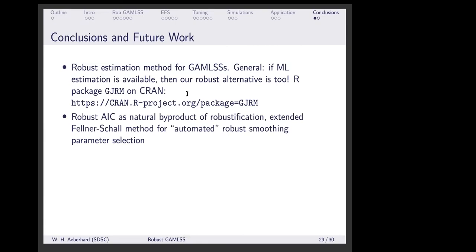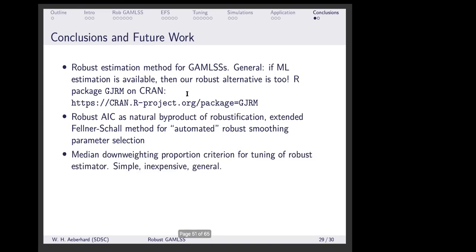This robust AIC as a natural byproduct was definitely a neat result for us, but I think the extended Fellner-Schall method as a more automated way to select smoothing parameters is really neat, especially from a user point of view. The fact that people may not need to worry too much about it, as it's being estimated as part of the fit, I think it's really useful to have this in the toolbox. Also, this median downweighting proportion criterion, I feel this would be very useful also in other contexts, especially given that it is simple, does not rely on asymptotics, and is really inexpensive to compute.